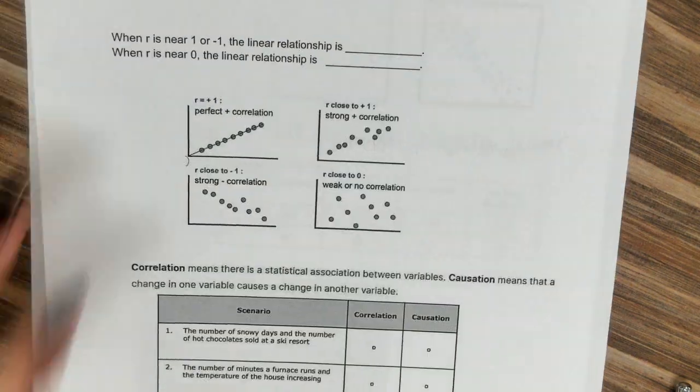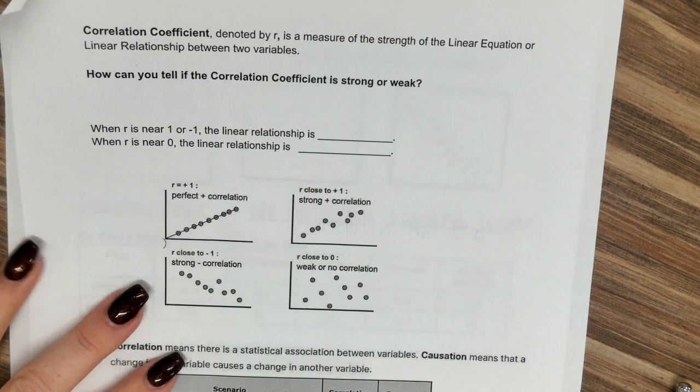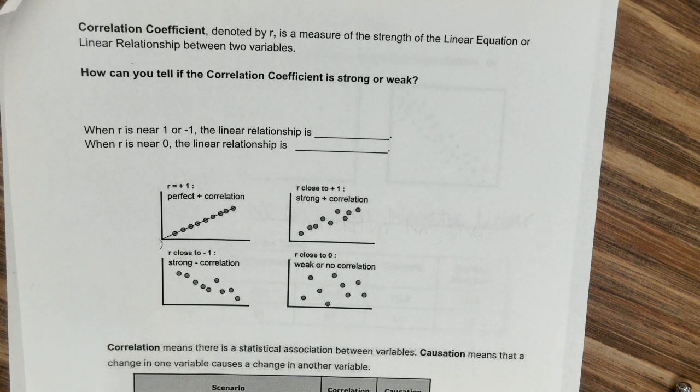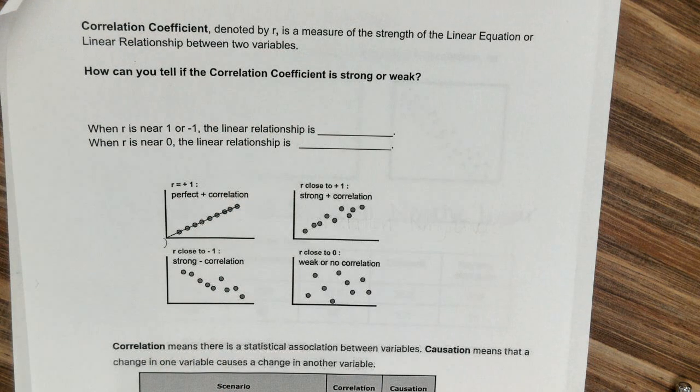So when you're talking about how correlated is it? How positive is it? Is it strong positive or is it weak positive? This is called a correlation coefficient. It is denoted by R. It is a measure of the strength of the linear relationship.